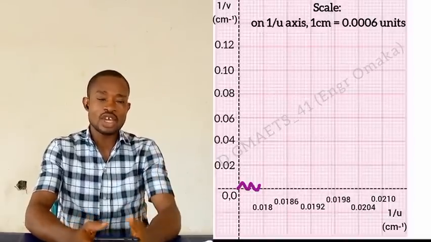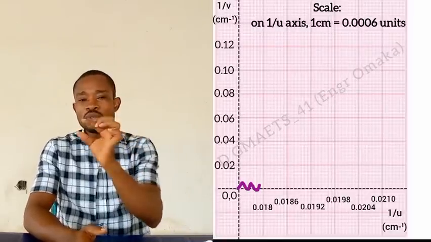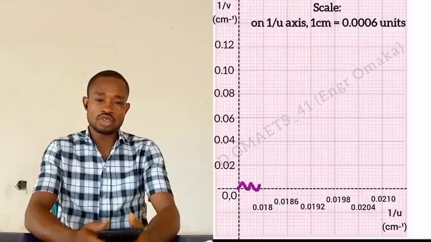The values are very close. So pick any two close readings there, do subtraction. Whatever you get will now give you the idea of the units to use.